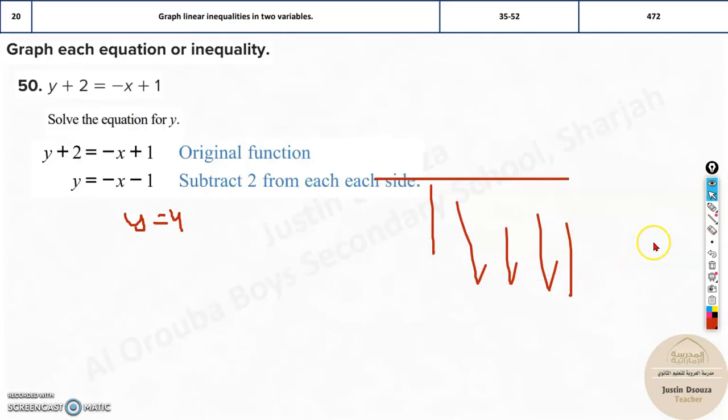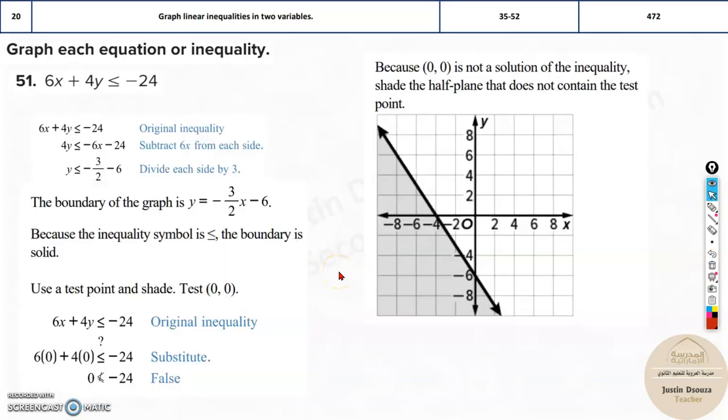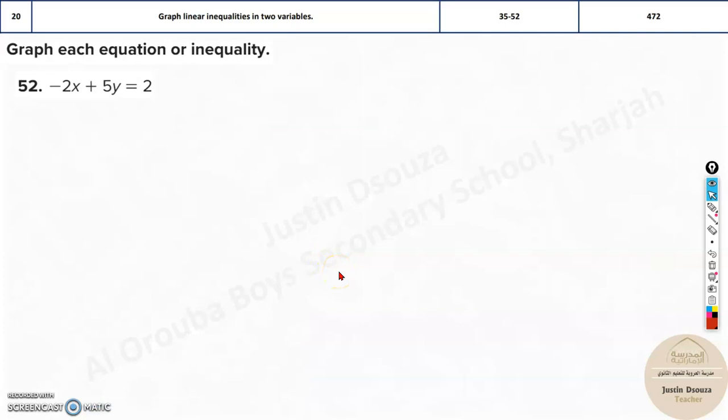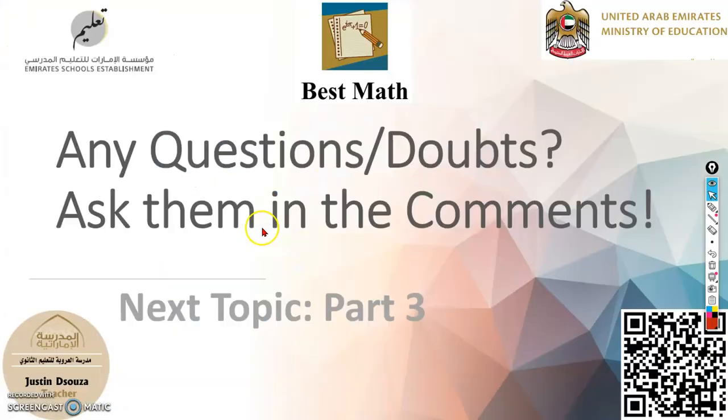Same way over here, you can easily graph it by table method. And over here, and last question is this one over here. I hope this is clear. It is very, very simple. There is 35 to 52, plenty of questions. Please try to solve them by yourself and then check the answers.